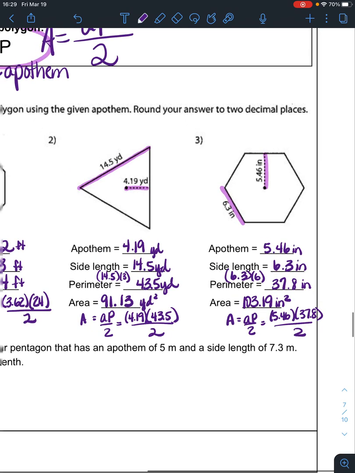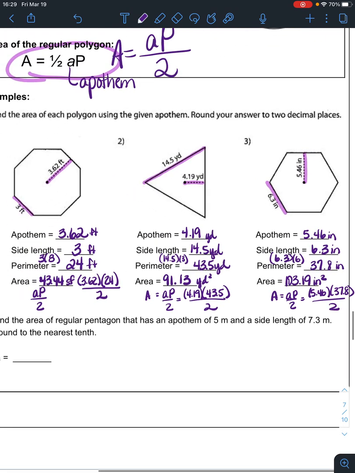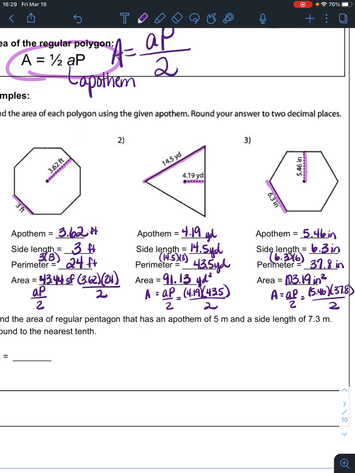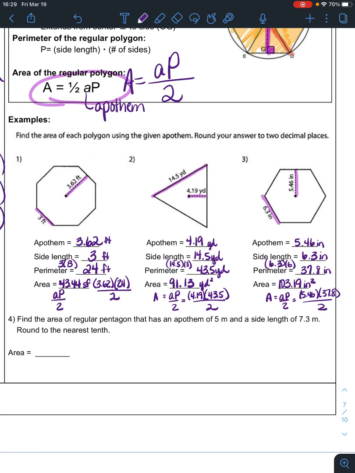And that's it. That's how you find the area of a regular polygon when you've been given the apothem and the perimeter. So let's see, number 4 says find the area of a regular pentagon that has an apothem of 5 and a side length of 7.3. I want the area of a regular pentagon. So a pentagon has 5 sides. That's going to be important because we need to find perimeter.